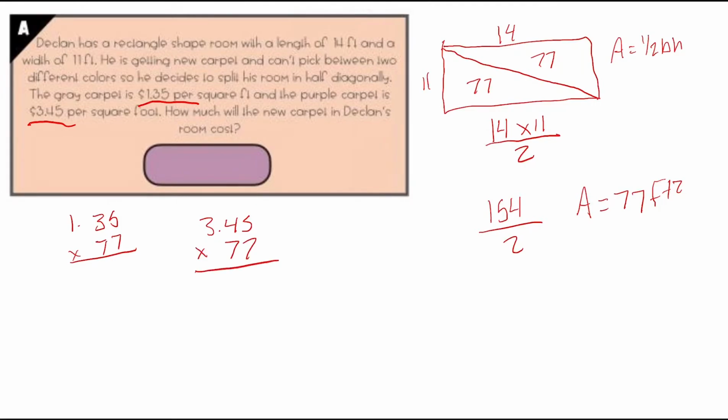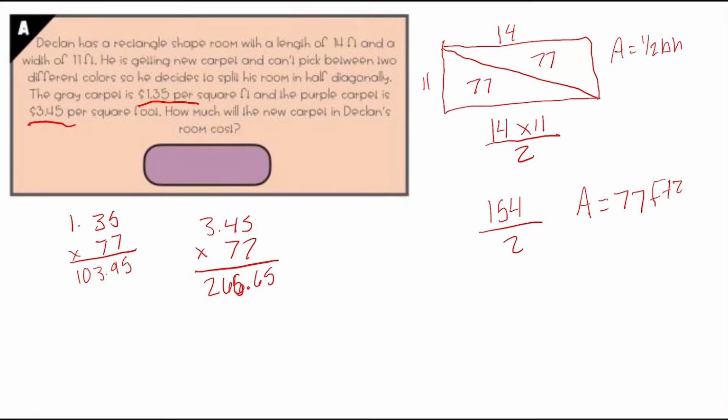So I'll go ahead and put those into my calculator also. So I get $103.95 for one color, and I get $265.65 for the other one.